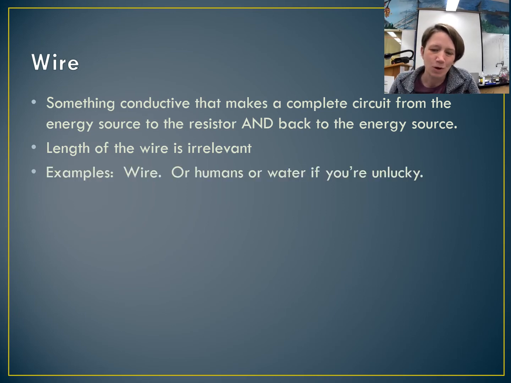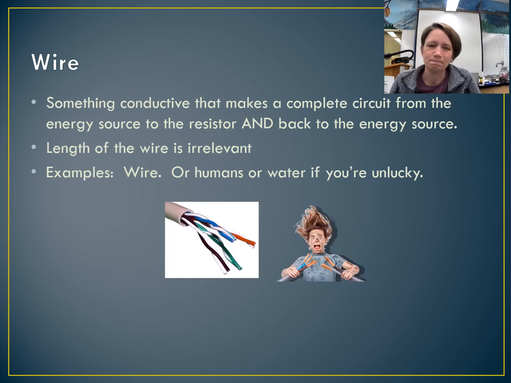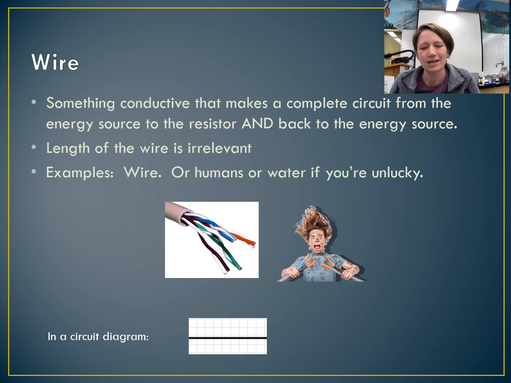Some examples of wires in a circuit: well, wire. But anything conductive can act as a wire. So a human could be a wire if you are unlucky, or anything that electricity can go through, like water, would be an example of a wire as well. In a circuit diagram, wires are just drawn as a line that is going to connect all the components with the power source.